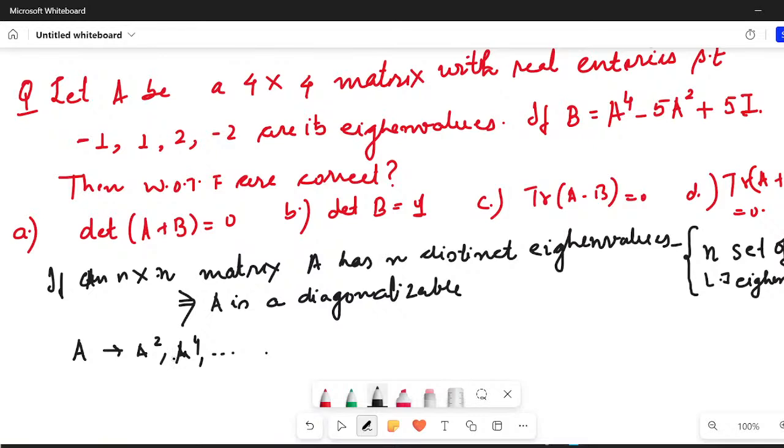So if A is diagonalizable, then A raised to power 4 is also diagonalizable. I told you that if for A we have some diagonal matrix D, then A raised to power n can be written as P inverse D raised to power n P. So if A is diagonalizable, the higher order powers of A would also be diagonalizable. So A raised to power n would also be diagonalizable. Is that clear?